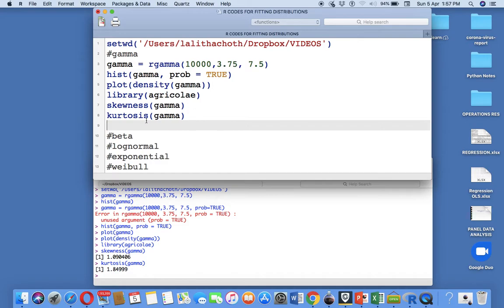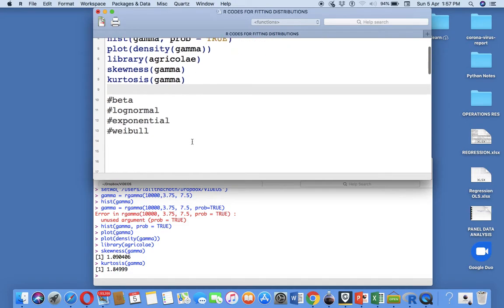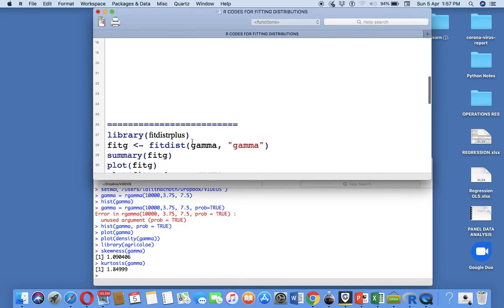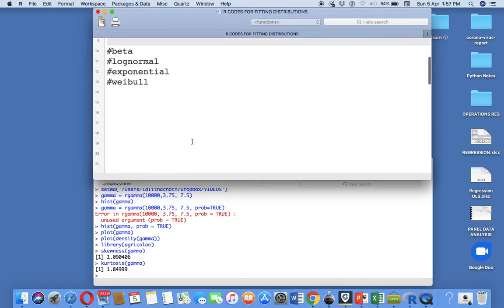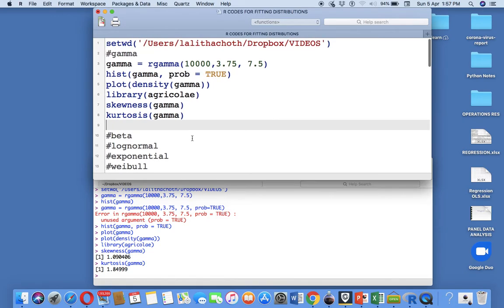Now there are certain additional things that you could do. Now I want to check whether this is a gamma distribution at all. So in other words, I've generated the data with these parameters. Now I want to find out, supposing I give you this data gamma, is it possible for you to find out what the parameters are? That can be very easily done.